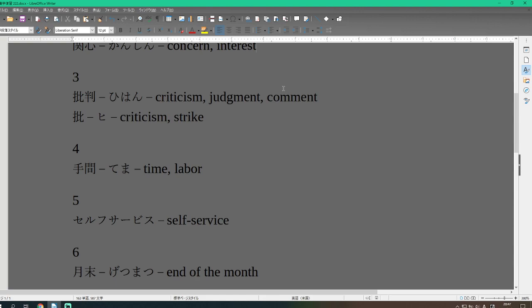Number three is hihan. Han on the right side means a judgment of something, and hi on the left side is a criticism or a strike against. Radical on the left side is a hand, radical on the right side is to compare. So the comparing hand that hits you with criticism is hi. Hi is a criticism or a strike. Hihan, or criticism or judgment.